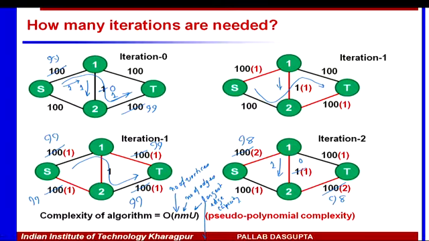Now, if we had the complexity as order nm, would we have called it a polynomial complexity or not? Order of n times m, is it polynomial? Polynomial. But when we have this u, which is this 100 in this case, then we are saying that it is not polynomial anymore. Why?